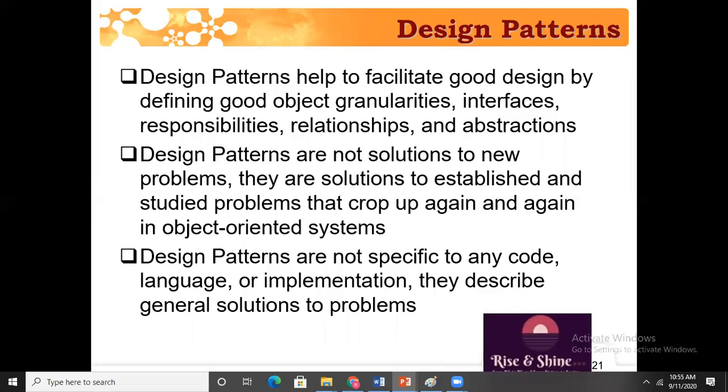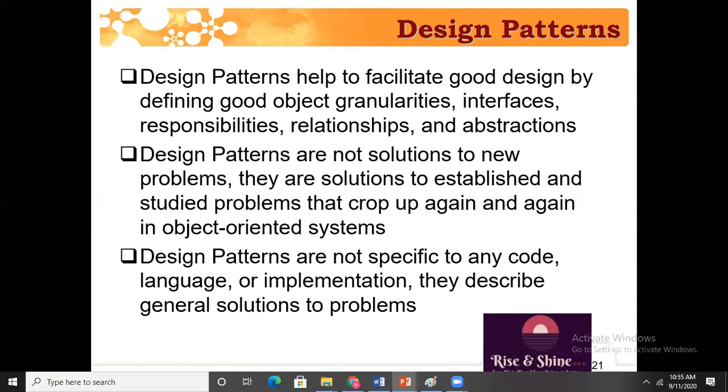Design patterns are not a solution to a new problem. They are the solution to established and studied problems that come up again and again in object-oriented systems, or while designing an object-oriented system. These design patterns are not specific to any code, language, implementation, platform, or operating system. They describe the general solution to problems.